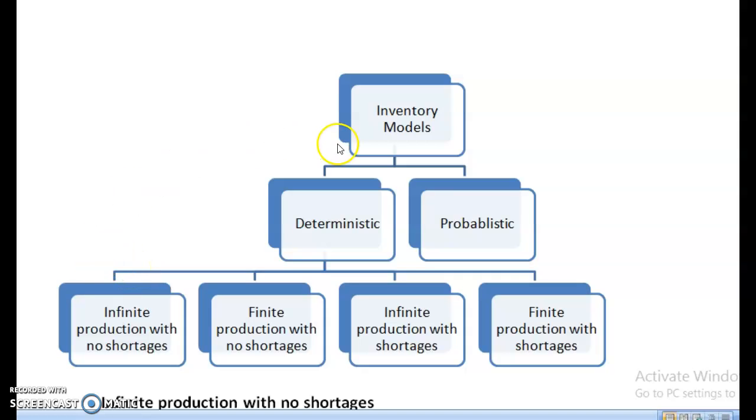We have already learned that inventory models are classified into two, deterministic and probabilistic models. Under the deterministic models, four sub-cases are there. The first case we already learned, infinite production with no shortages. Today we are going to study the second case, that is the finite production with no shortages.